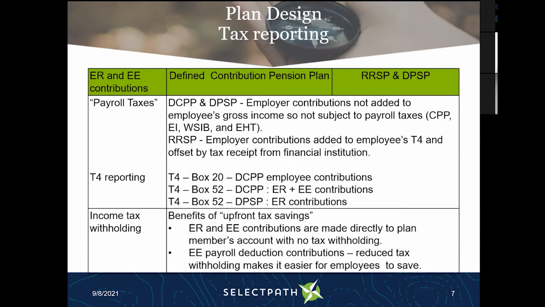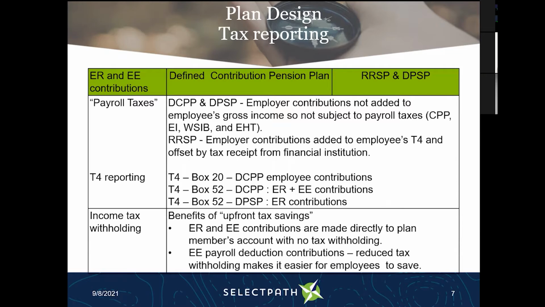So I've seen some examples where the employer can save potentially 8 to 10% on their retirement plan costs every year by having a defined contribution pension plan or a DPSP plan for the employer contributions. I've also highlighted other T4 reporting points of interest, and these are what needs to go in each box when an employer sponsors a retirement plan.